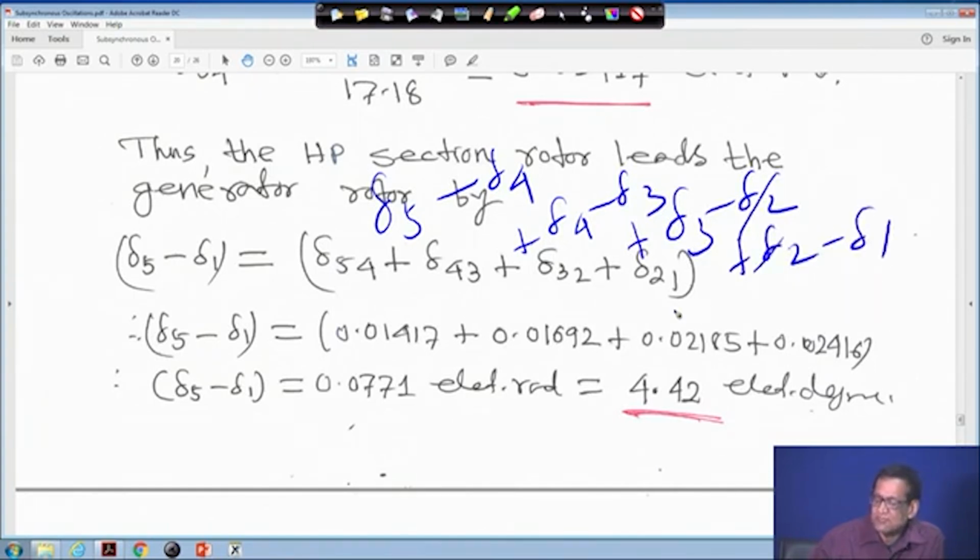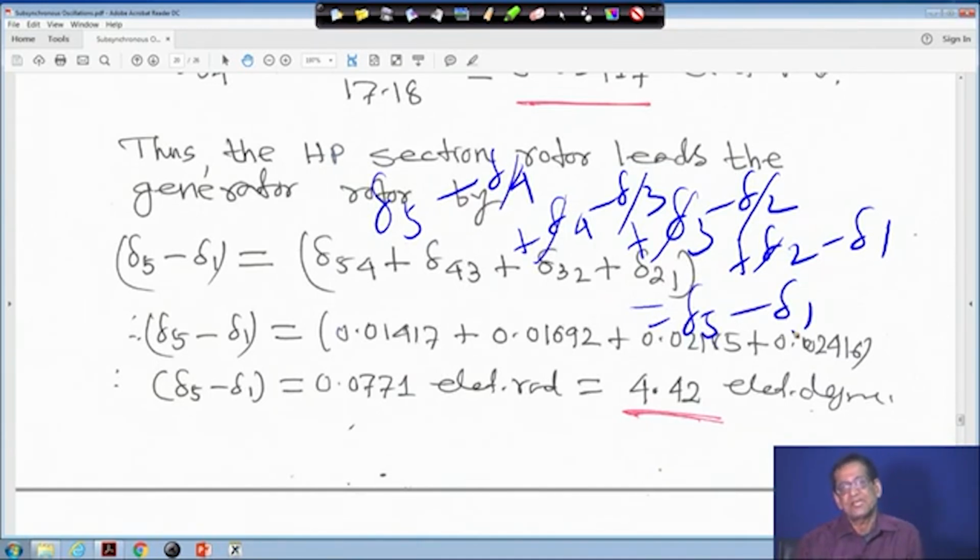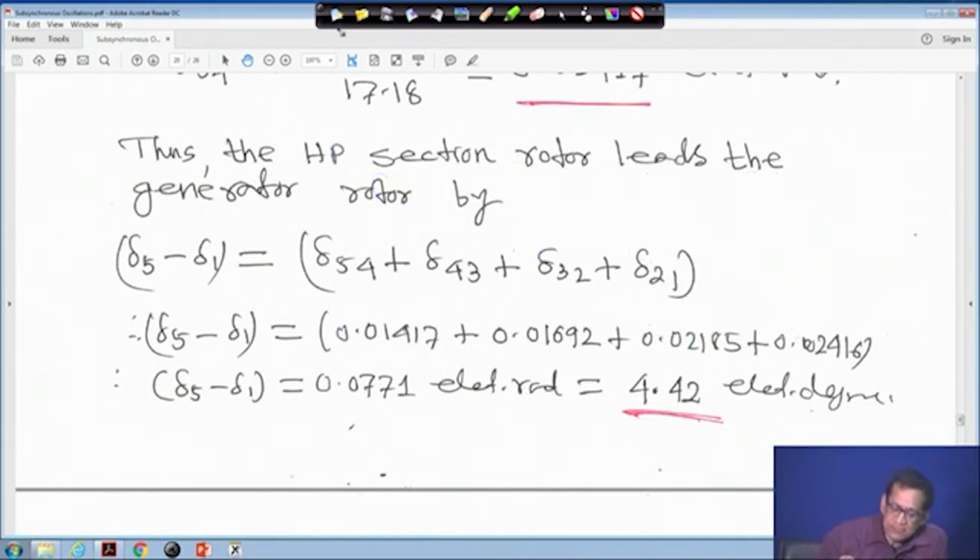So, delta 2 will be cancelled, delta 3 will be cancelled, delta 4 will be cancelled. Finally, it will be delta 5 minus delta 1. That is why what we are doing is that you add all; that is nothing but delta 5 minus delta 1. If you add all, you will get 0.0771 electrical radian, that is 4.42 electrical degrees. This is converted to degrees.